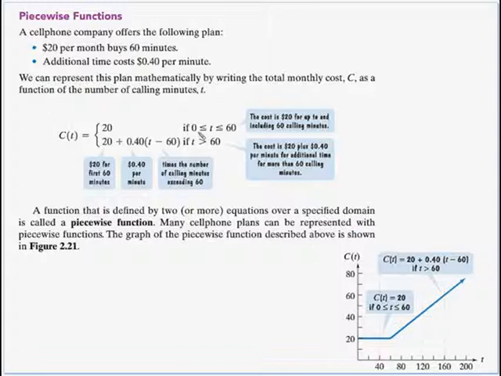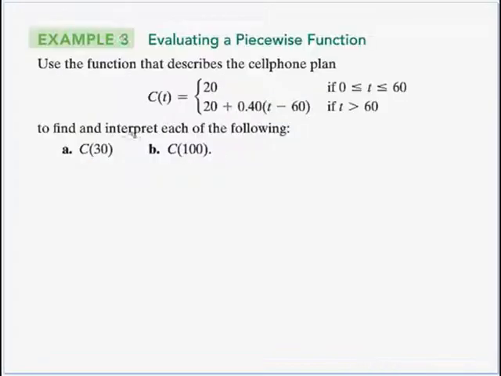So all the minutes between 0 and 60, from 0 to 60 on the x-axis, we're always at a height of 20 on the y. And then after that, we start paying more. Every additional minute is 40 cents. So we're going to use that figure from the example to find a couple of values here.